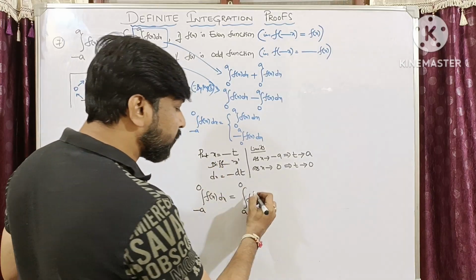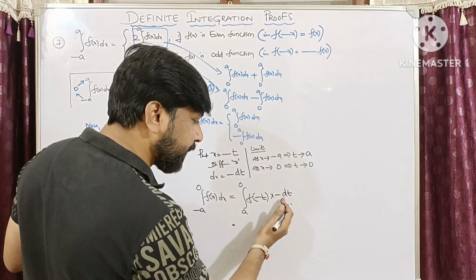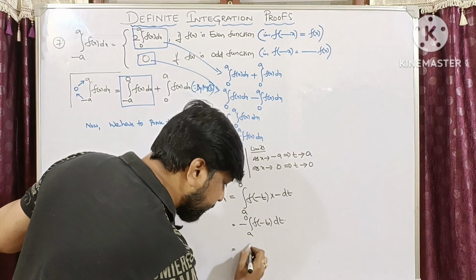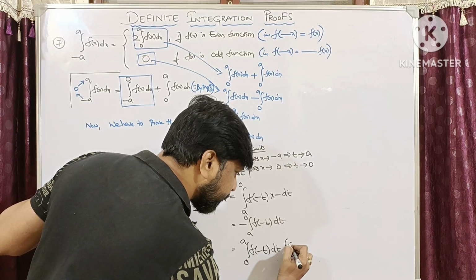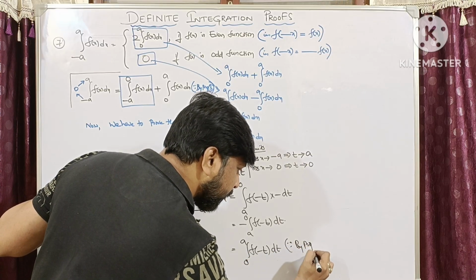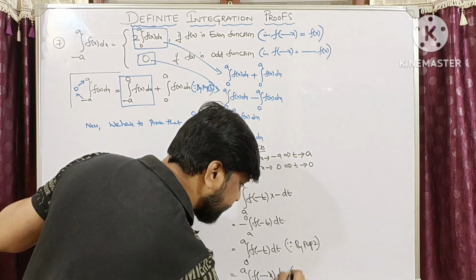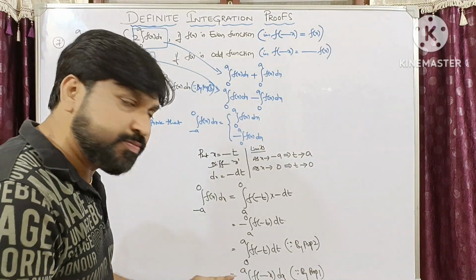What is meant by x? x equal to minus t. dx can be written as minus dt. Now keep the minus outside. Integral a to 0 f of minus t dt. Going to apply property number 2, it is nothing but integral 0 to a f of minus t dt, since by property 2. Let us move to here by property 1, integral 0 to a f of minus x dx, since by property 1. So completely in terms of t, I changed this in terms of x.